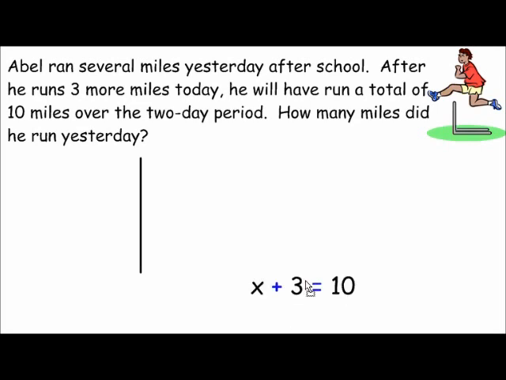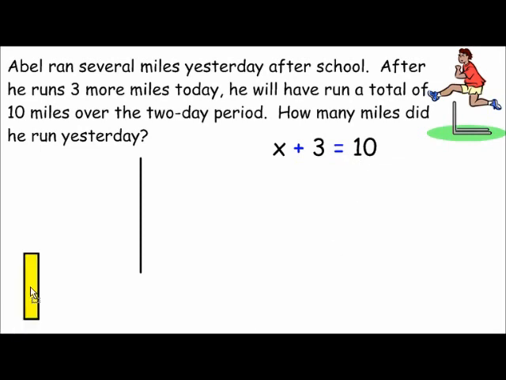To solve this, we'll use an equation. X plus 3 equals 10. X is a variable. It represents an unknown quantity. In this case, it represents the number of miles that Abel ran yesterday after school. 3 is the number of miles he runs today, and 10 is the total for the 2-day period. And of course we're adding because the sum of the miles he ran yesterday and today will equal 10.